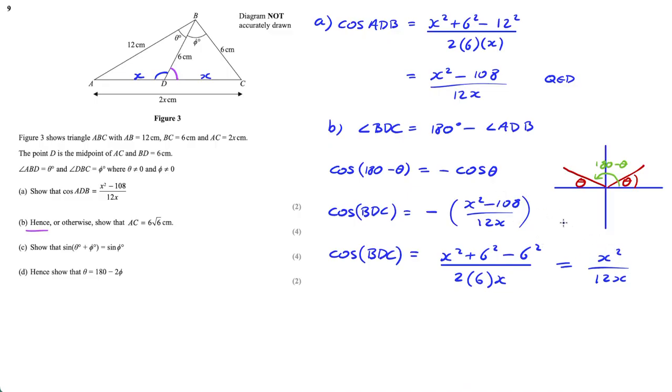Okay, so now I can equate these two things. So this must equal this. So I have minus this. Now I'll just multiply that out, guys, and write 108 minus x squared. So I've just changed the signs here and got rid of that minus. That equals x squared over 12x. Now these 12x's can cancel. Add the x squared over here. I get 2x squared equals 108.